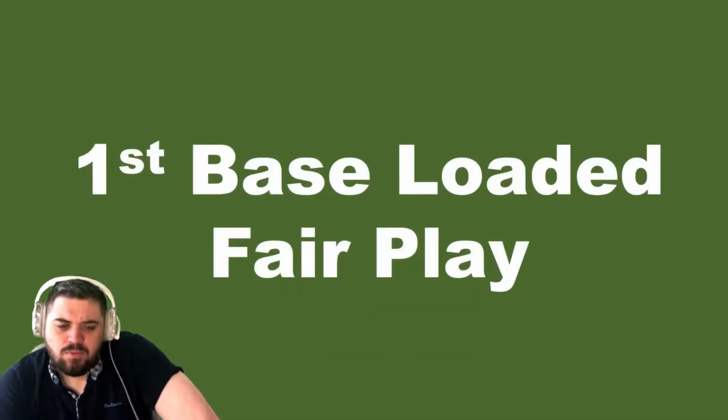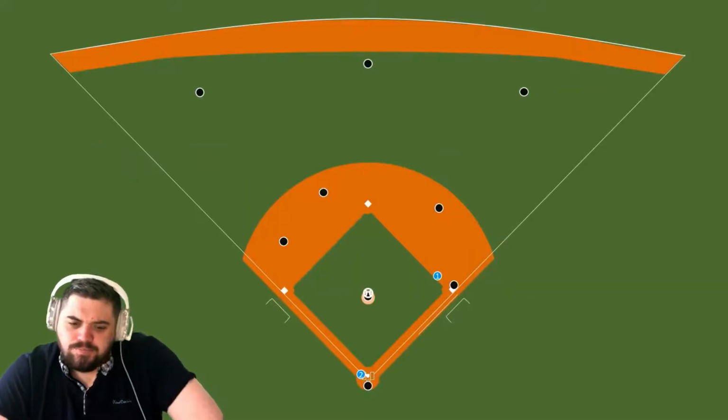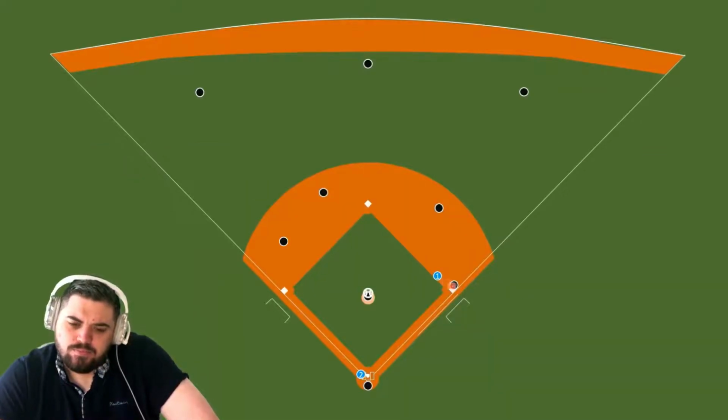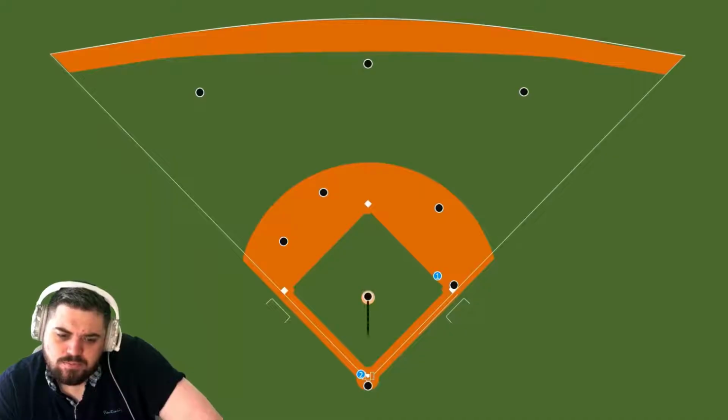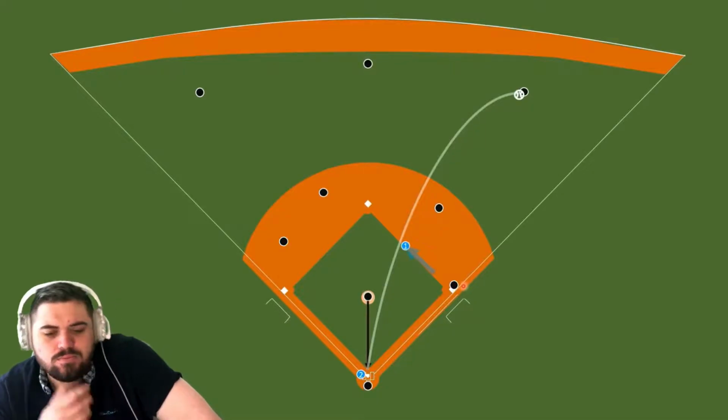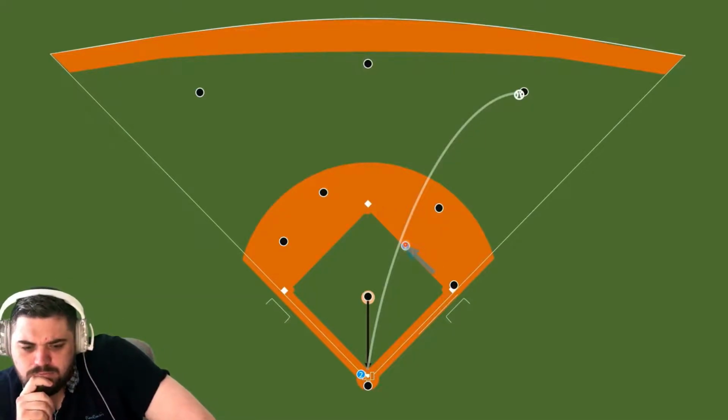Let's take a look at the first base loaded and it's a fair play. So first base is loaded, you see a player over here and the second player is batting. The ball is thrown. The ball is in the air and you would see player 1 is in the middle of first and second base. Why isn't he in the middle of these two bases?